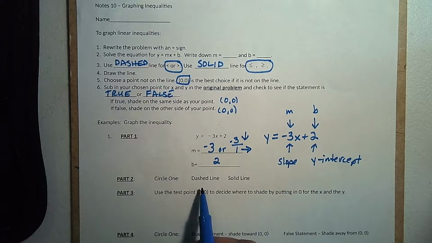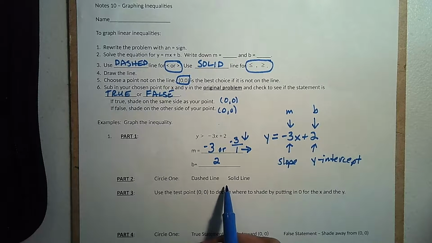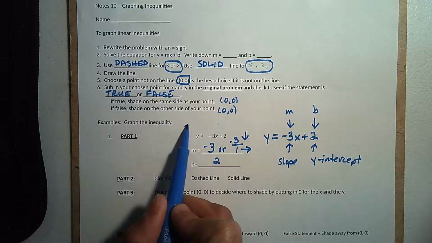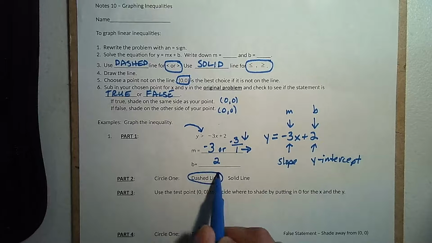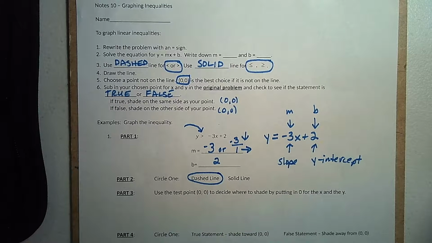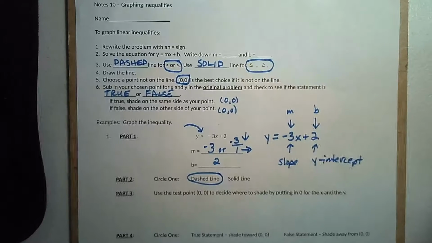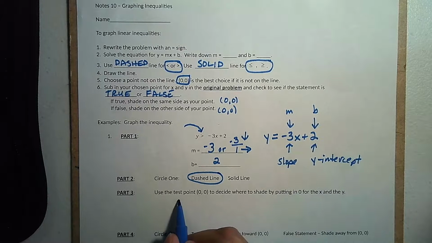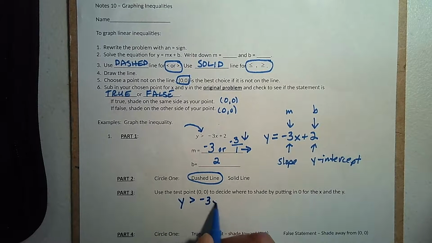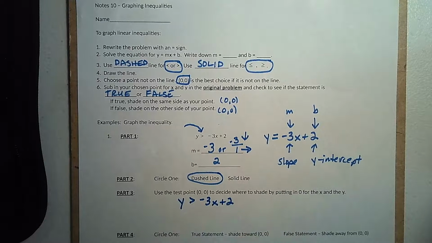So then to decide if it's dashed or solid, we look at our original sign, which was a greater than, so this will be a dashed line. And now we are going to use the test point to see how we are going to shade. So I go back to the original. Y is greater than -3x plus 2.